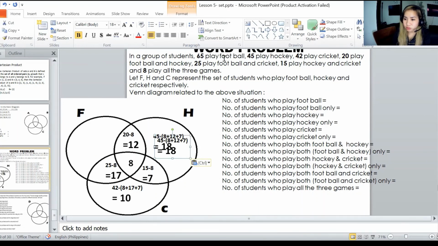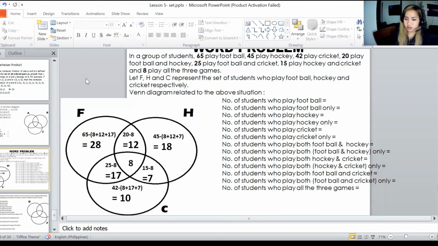Next, given 65 play football. So, lagay natin dito. 65 daw po yung naglalaro ng football, pero meron na tayong 12, 8, at 17 kanina na naglalaro ng football. So, add natin 8 plus 12 plus 17. So, 65 minus 8 plus 12 plus 17 is equal to 28. Ayan po yung magiging final answer natin sa Venn diagram.